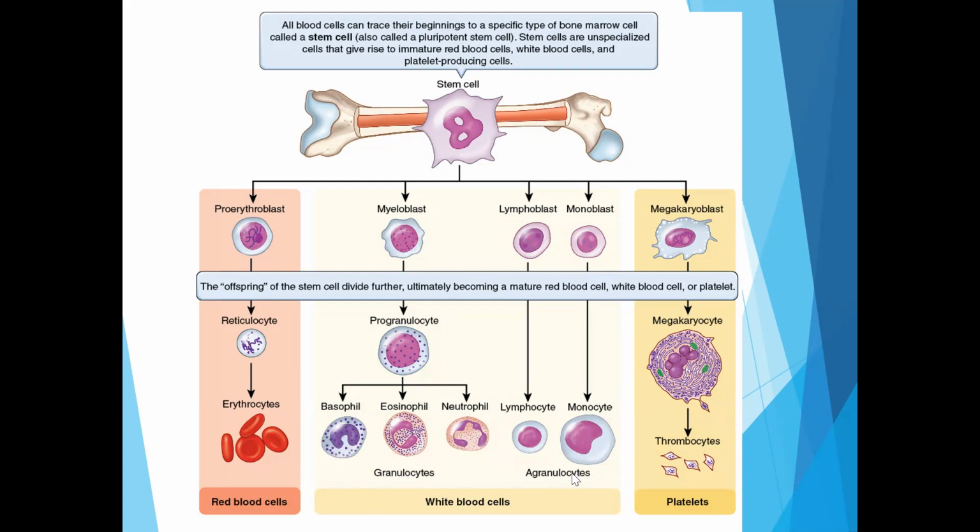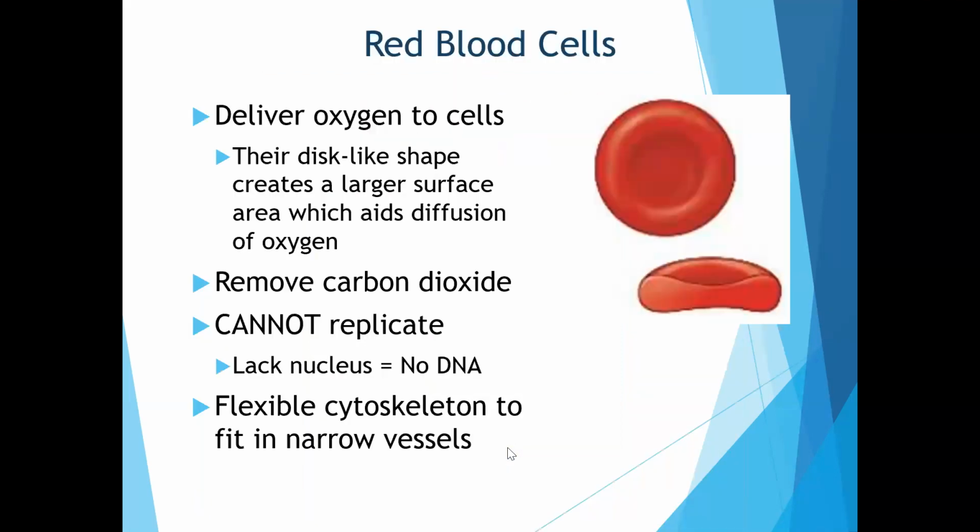And then you have your agranulocytes. That's your lymphocytes and your monocytes. So you see they really don't have any of those granules in the cytoplasm.